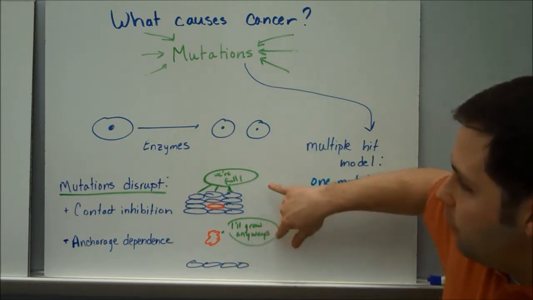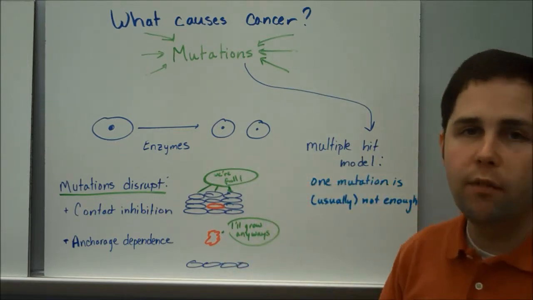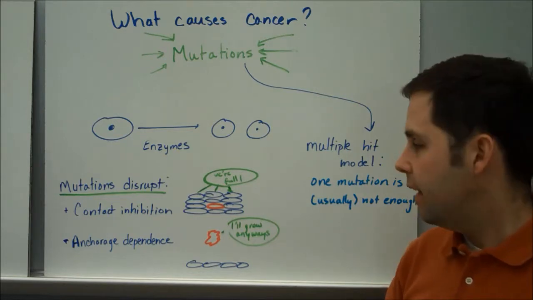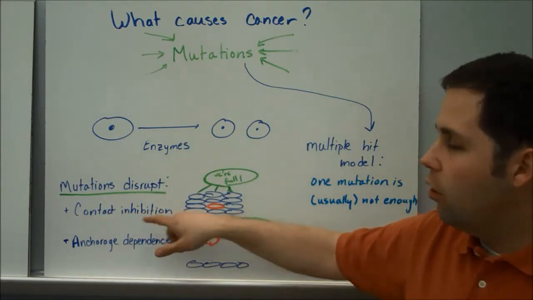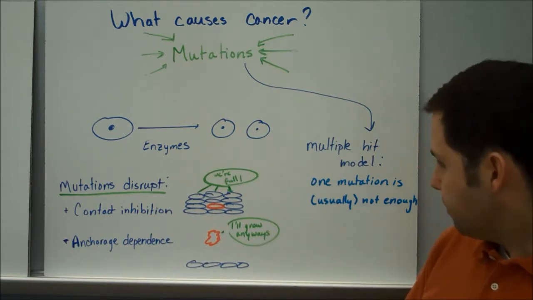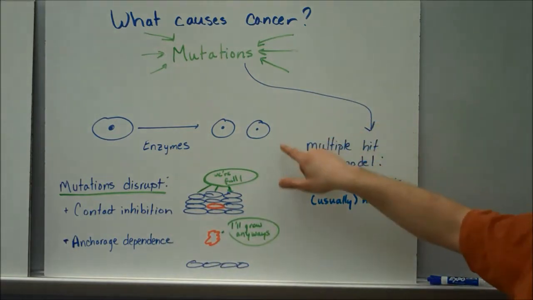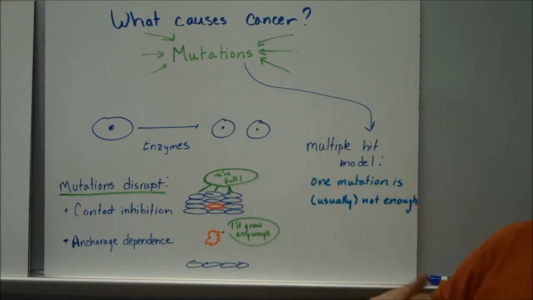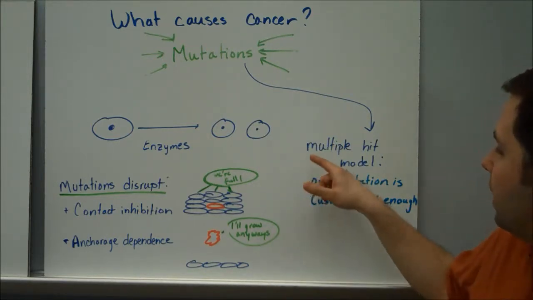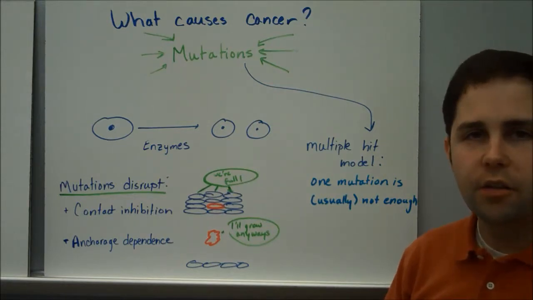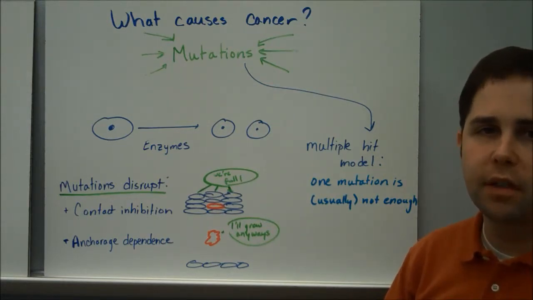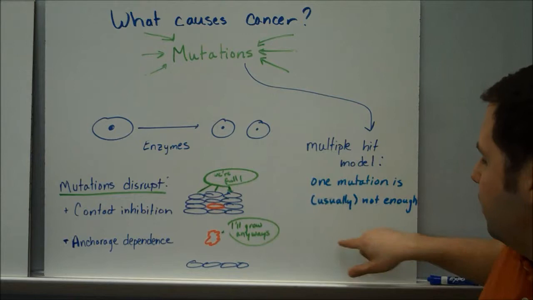Now, if you get both of these mutations, you're going to have even more of a problem because you're going to have a cell that can go anywhere at once. It doesn't need to be anchored, and it will grow even if it's touching other cells. And this is what's known as the multiple hit model of cancer mutation. And that model basically says that one mutation is usually not enough to cause cancer. You need to accumulate several mutations over a lifetime to get cancer in the body.